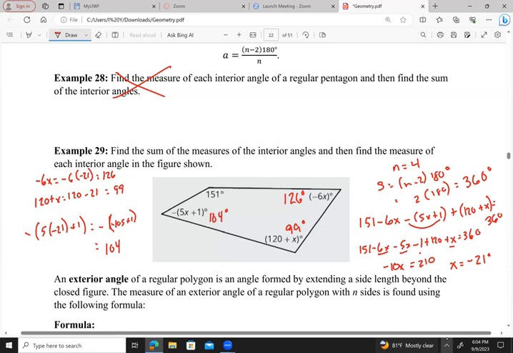Let's add them up and see what we get. 151 plus 126, 104 plus 99, and we get too much by quite a bit. So let's start again. See where we messed up.